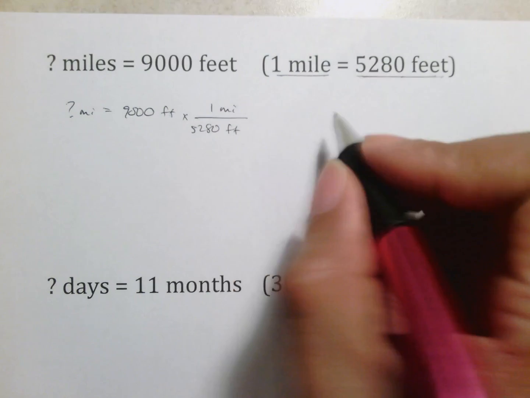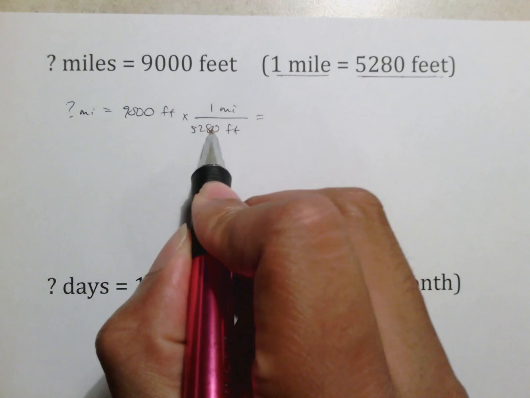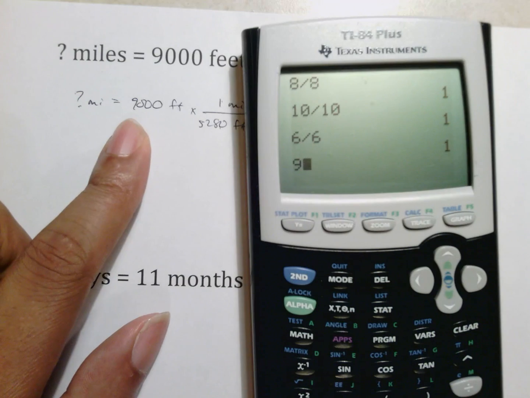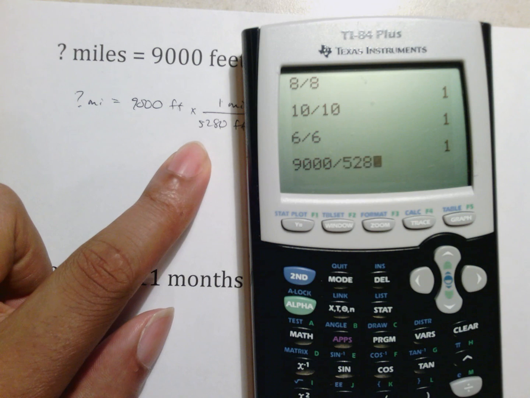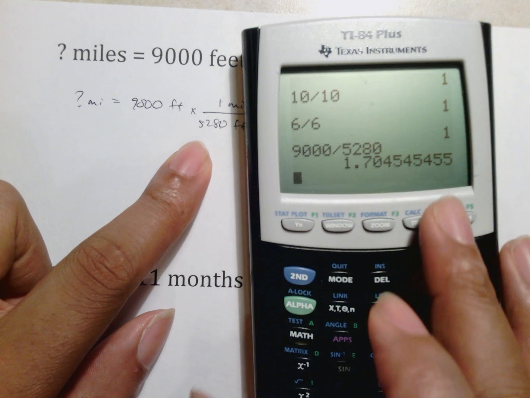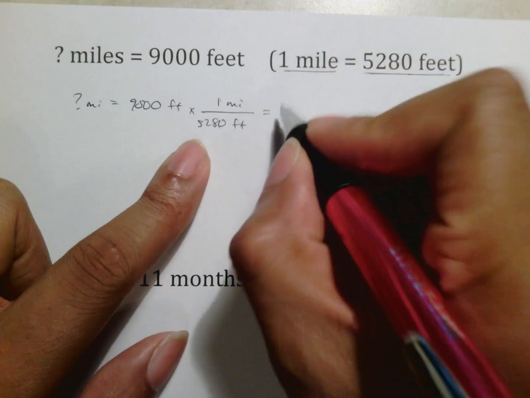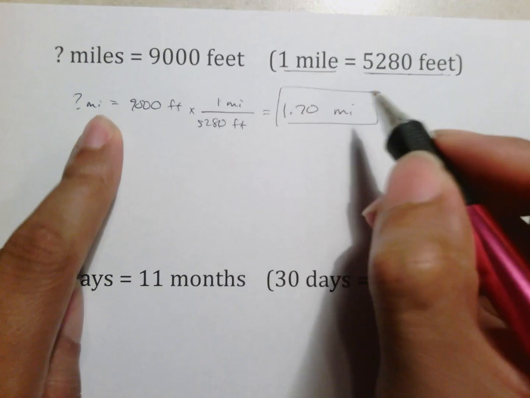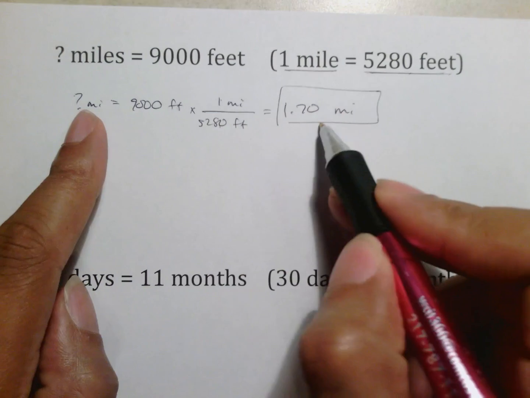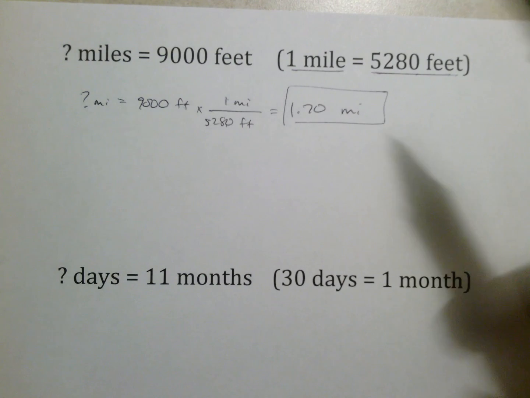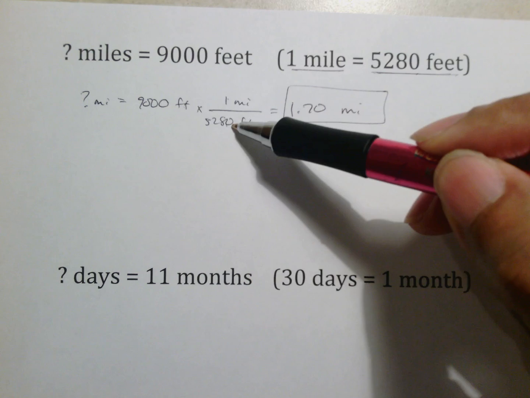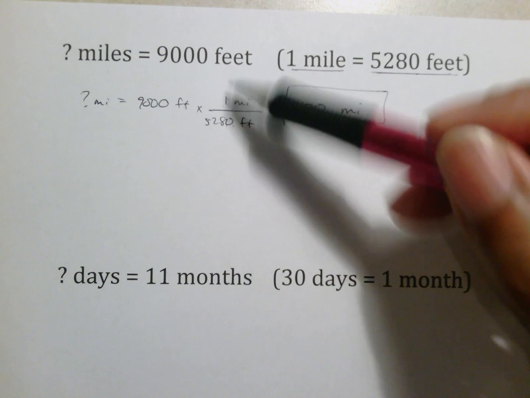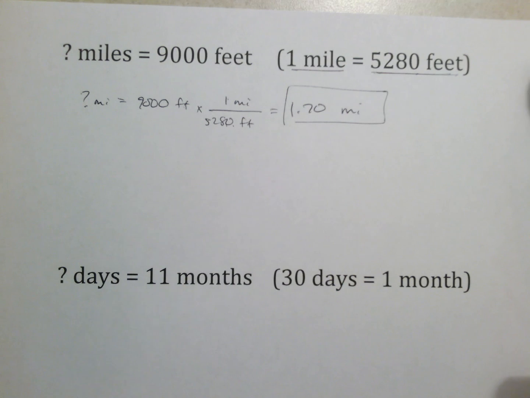The second part is, if the number's on the bottom, you're going to divide. If the number's on top, you're going to multiply. So what we would do here is 9,000 divided by 5280, and round that to 2 decimal places. It's about 1.70 miles. So 9,000 feet is about 1.70 miles. Again, you type this number in and you divide if it's on the bottom, or you multiply if that number is on the top. It makes no difference what we do with that 1, because the 1 really doesn't do anything for us.